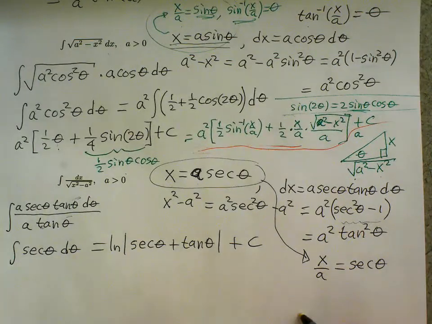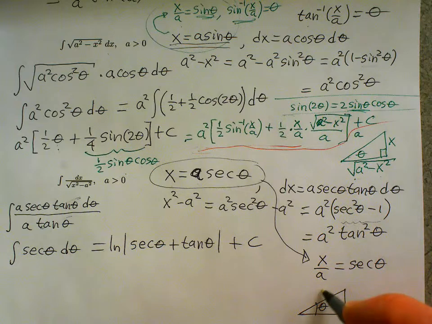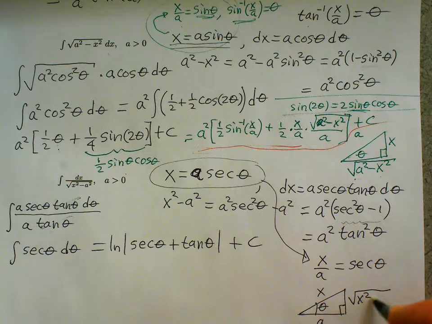Then we can use a right triangle to help us find tangent of theta. So if theta is this angle, and secant of theta is x over a, then that means the hypotenuse is x, and the adjacent side is a. And the opposite side, using the Pythagorean theorem, is the square root of x squared minus a squared.